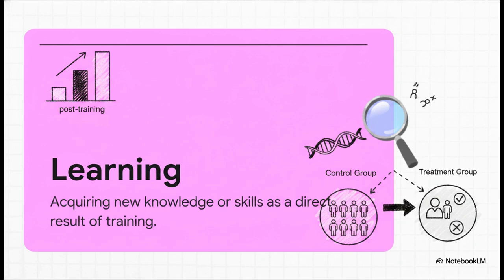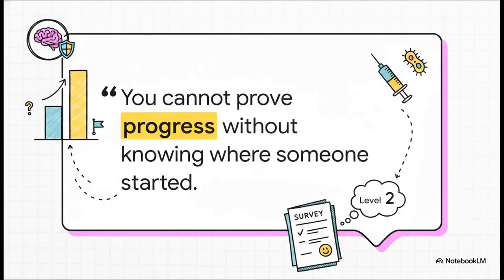If you don't have a control group or a baseline measurement, you simply cannot claim a drug worked just because a patient got better. I mean, they might have improved on their own anyway. It's a really simple, undeniable fact. You cannot prove progress without knowing where someone started.